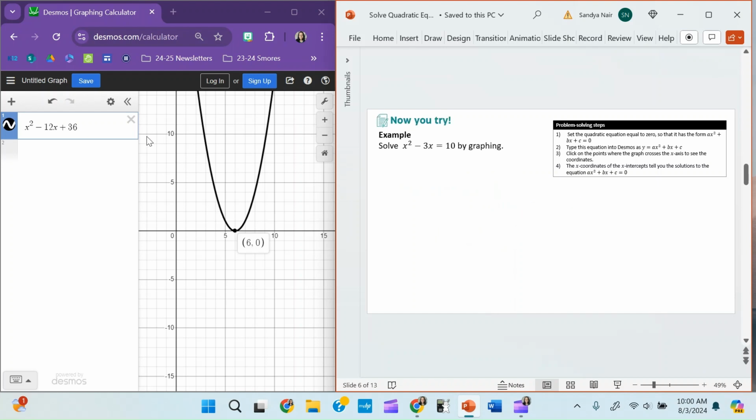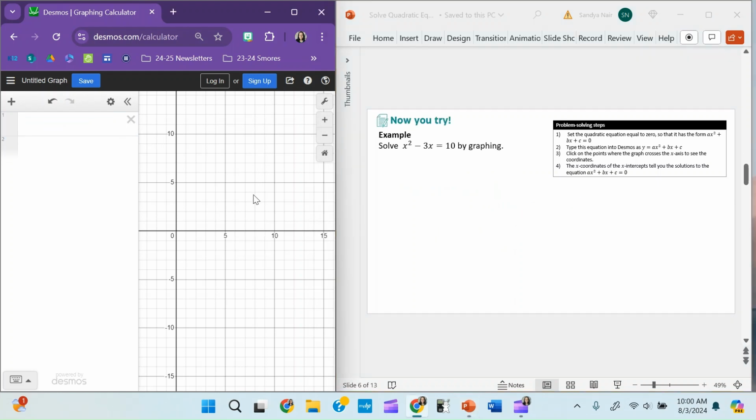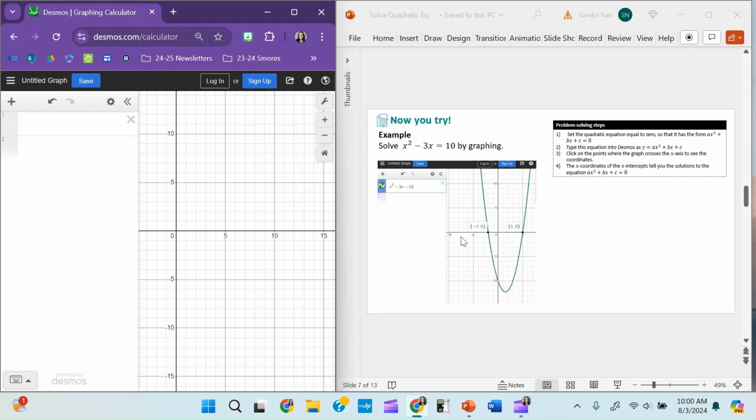So now you can go ahead and pause the video and try solving this equation on your own. So this one, once again, you'll have to set it equal to 0, and you can do that by subtracting 10 from both sides of this equation. When you subtract 10 from both sides, you'll get x squared minus 3x minus 10, and then you can see that the two solutions will be at x equals negative 2 and x equals 5.